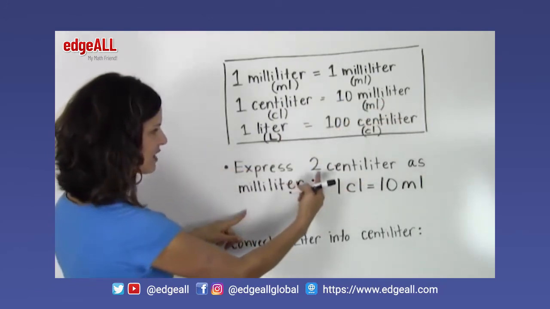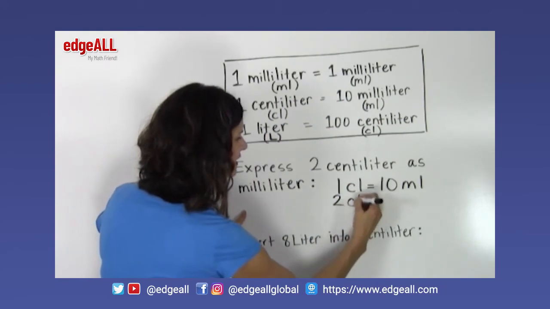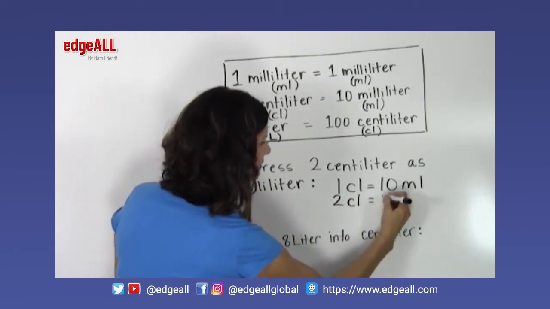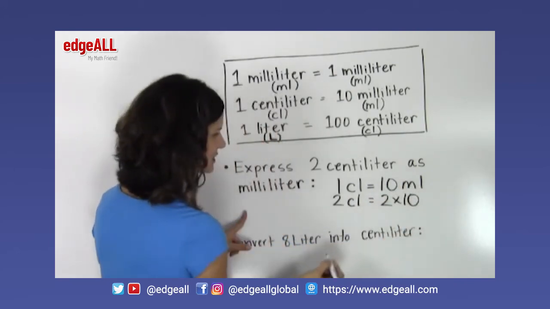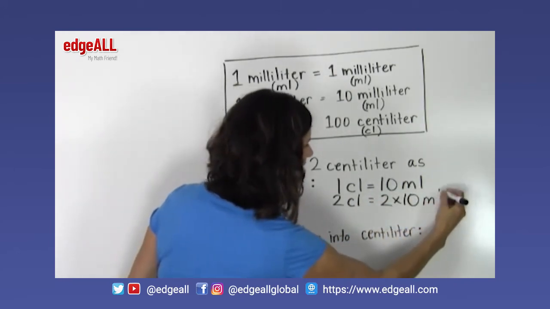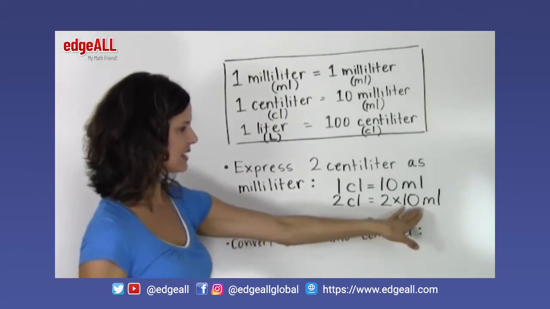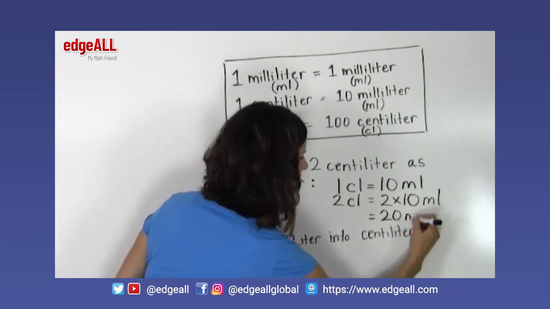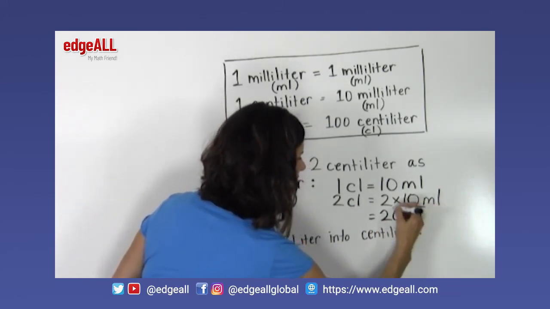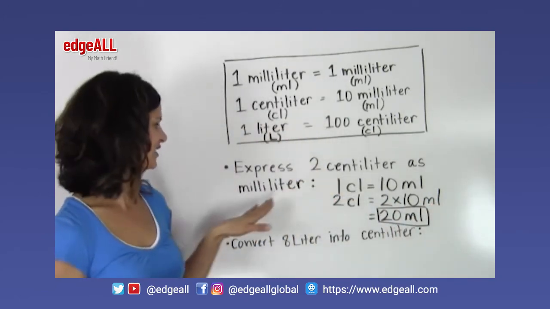And so if we want to express 2 centiliters, we simply need to multiply 10 by 2, so 2 times 10 milliliters. So 2 centiliters is equal to 2 times 10 milliliters, or 20 milliliters. So that's our conversion from centiliter to milliliter.